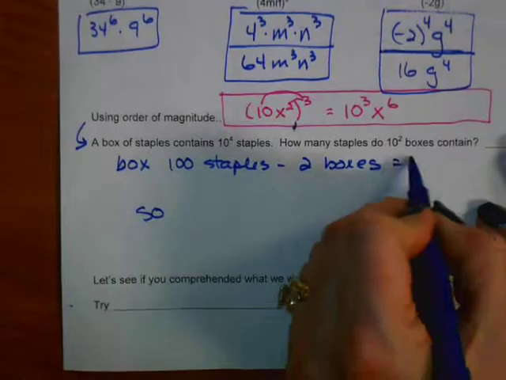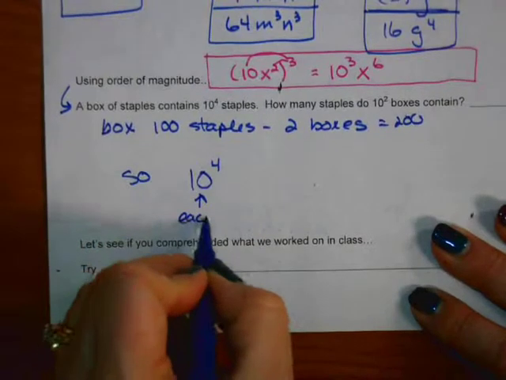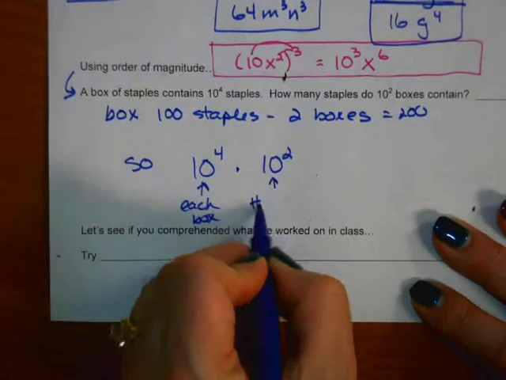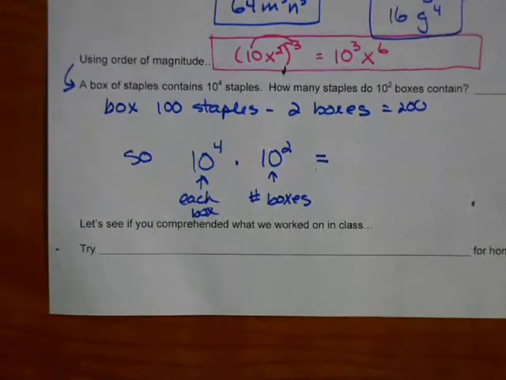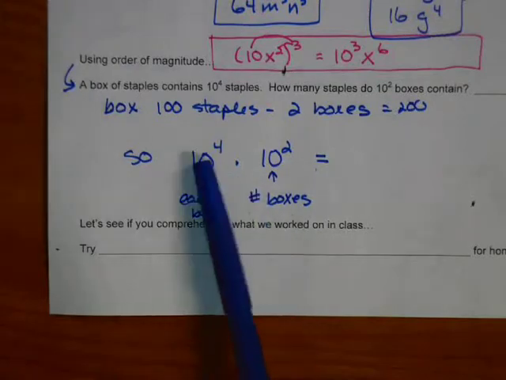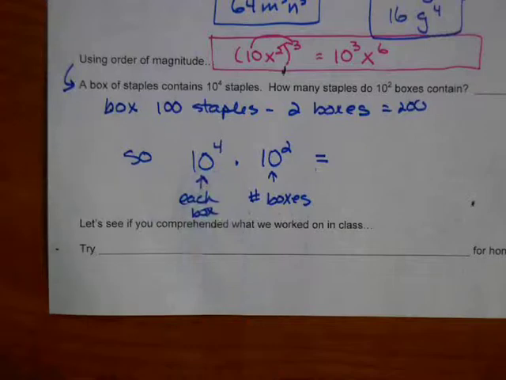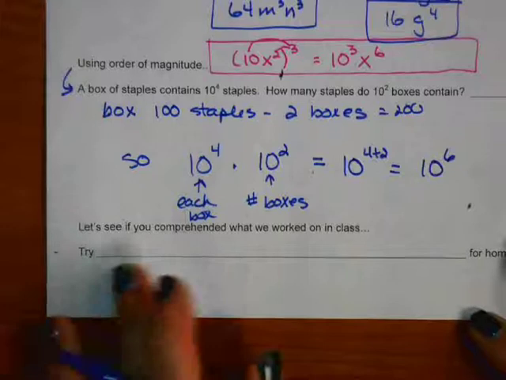So you just multiply. 10 to the 4th is each box times 10 squared, which is the number of boxes. And this is one of your properties. Which one is it? What do you do here? Do you need to know the property? No, but you need to know what to do. Same base, what do you do to the exponents? Add them, because you're multiplying with the same base here. So it would be 10 to the 4 plus 2. And your answer would be 10 to the 6.